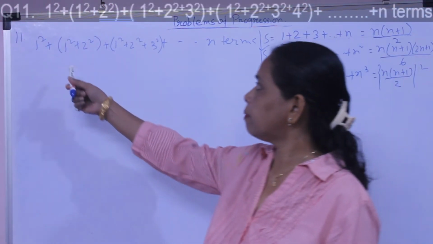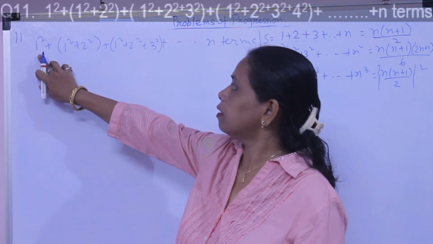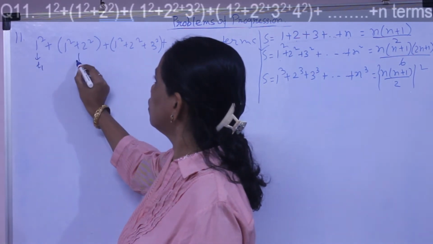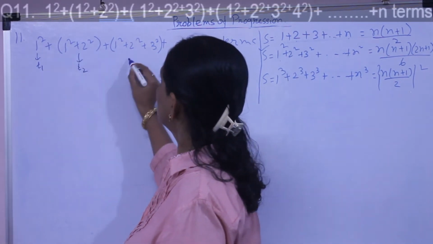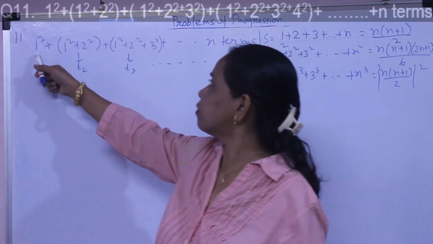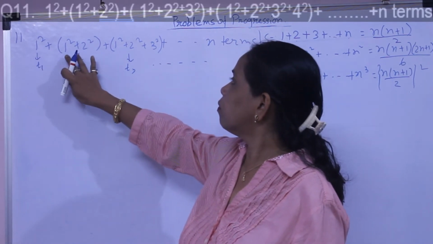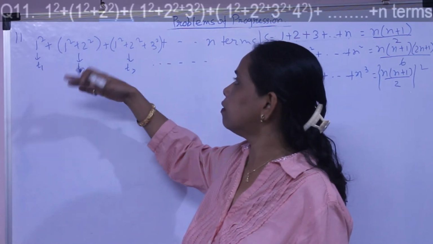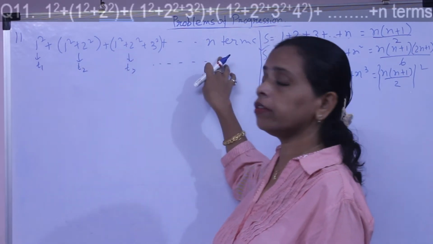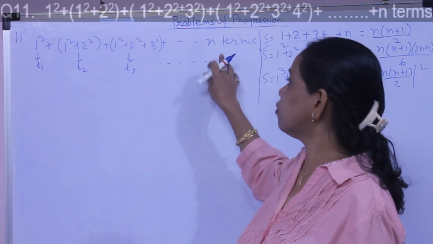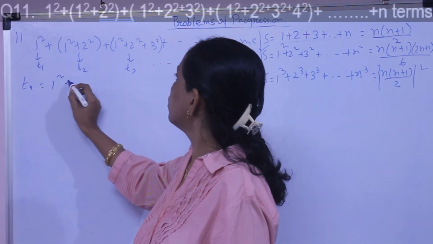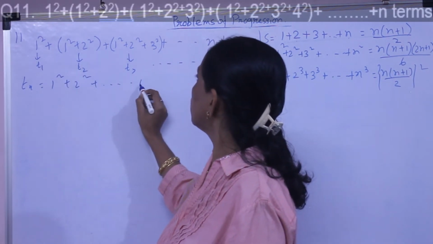So students, look at this pattern. The first term is 1 square. This is T1, this is T2, this is T3, like this. The first term is 1 square, the second term is 1 square plus 2 square. In the second term 2 numbers are there, in the third term 3 numbers are there. For the nth term, how many numbers will be there? n numbers. So Tn equals 1 square plus 2 square up to n square.